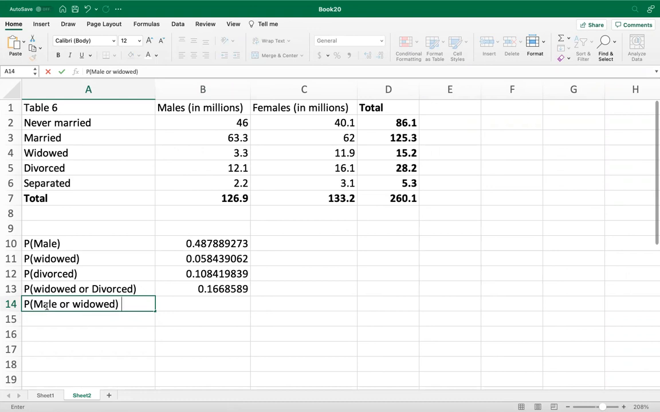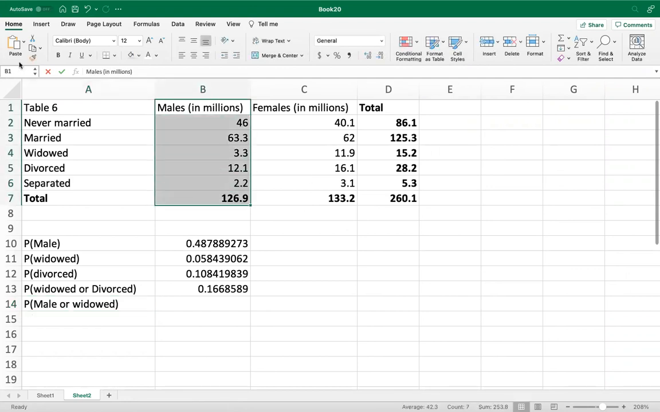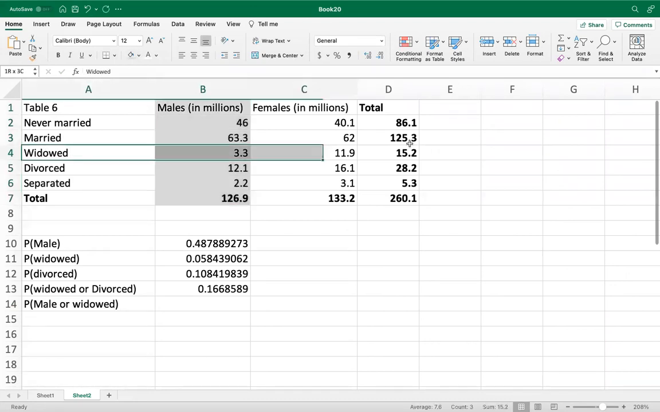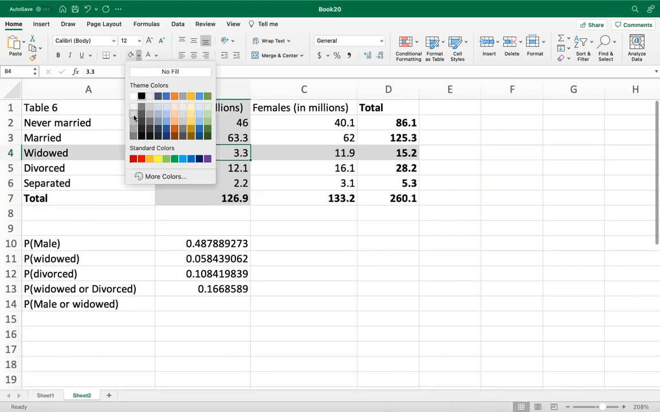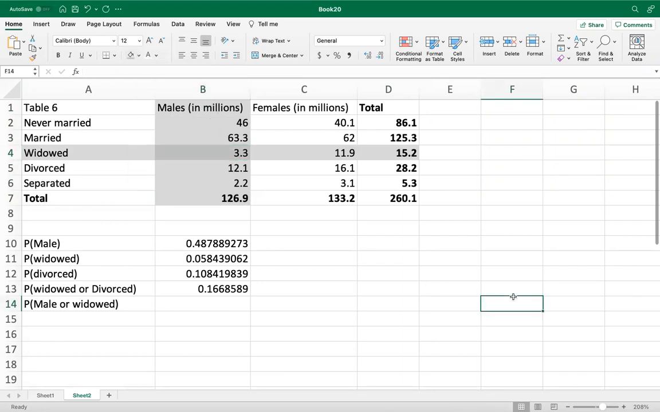All right, so now looking at these tables, we're looking at males. So let's highlight this really quick. So looking at males versus looking at widows. Notice how they overlap right here. Let's make that one a little bit darker. They overlap in this one area right here. So because they do overlap in some way, there are people that are both male and widowed.